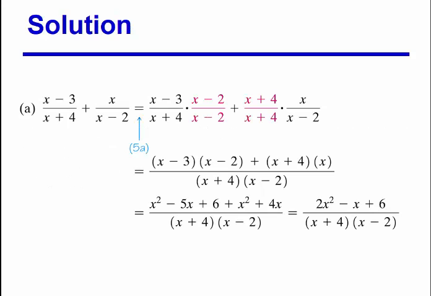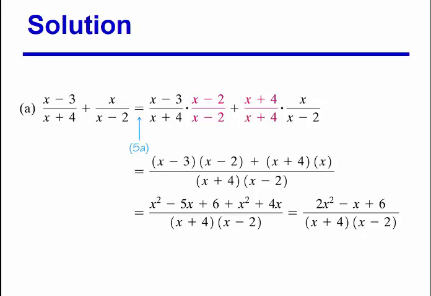So for the first one, we are going to multiply the first fraction by x minus 2 and the second fraction by x plus 4. So if you go back to the rules that I just read, you can see that that's essentially what we did to find our common denominator. That's going to be x plus 4 times x minus 2.